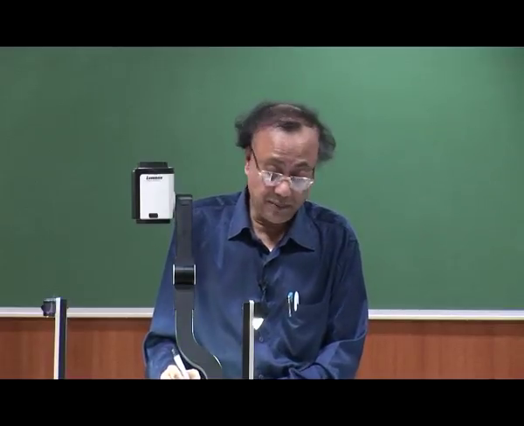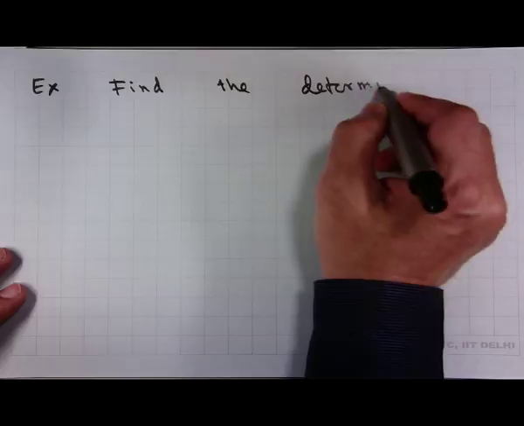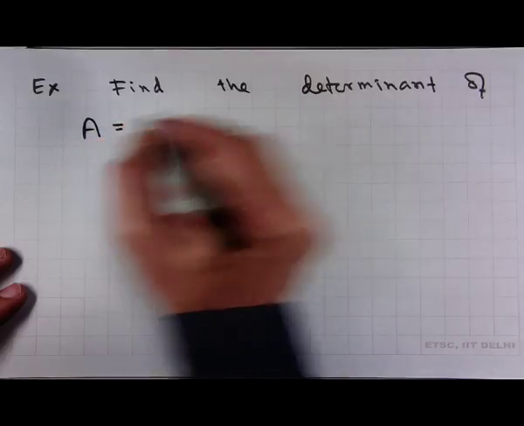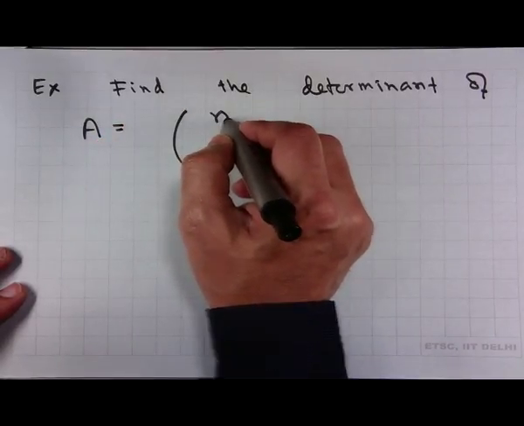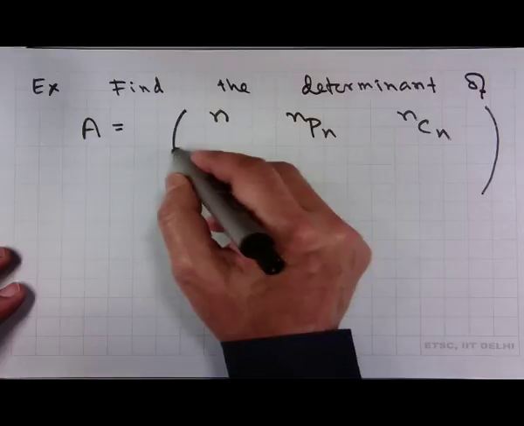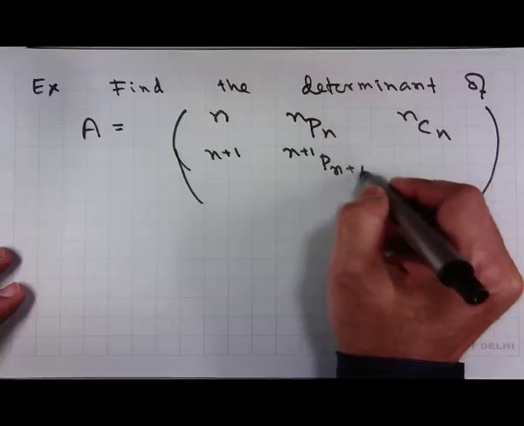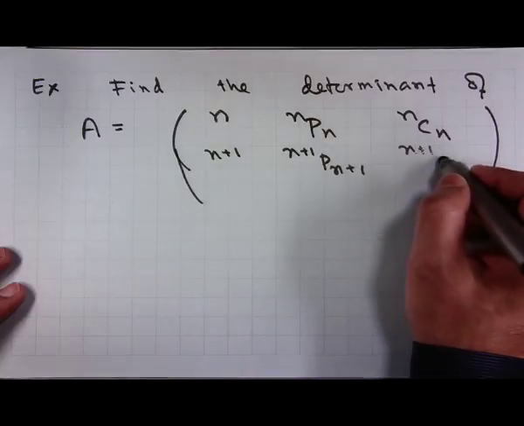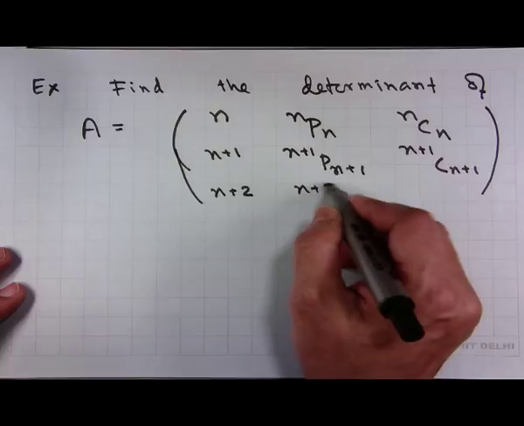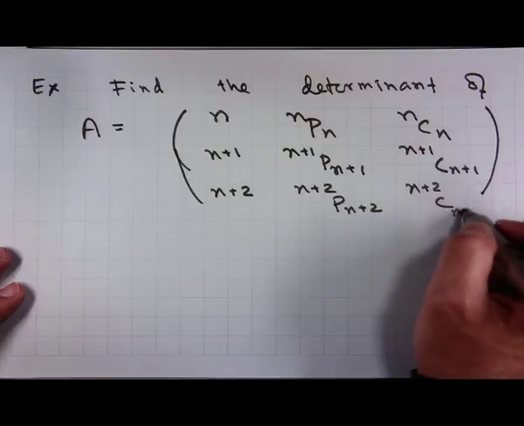Now, let me do an interesting problem. Find the determinant of A, which is equal to the matrix with rows n, nPn, nCn; n plus 1, n plus 1 P n plus 1, n plus 1 C n plus 1; and n plus 2, n plus 2 P n plus 2, n plus 2 C n plus 2.